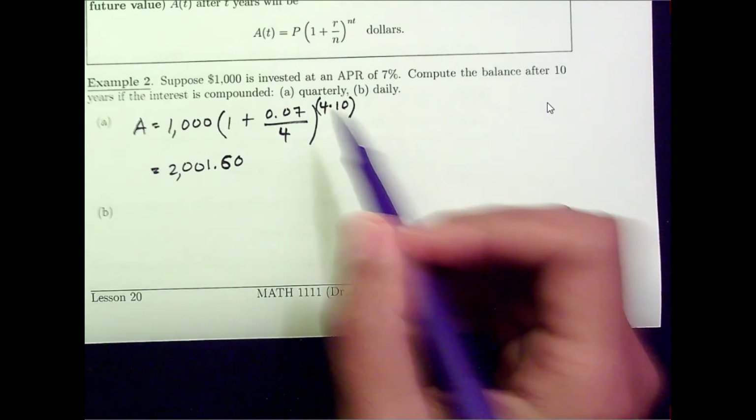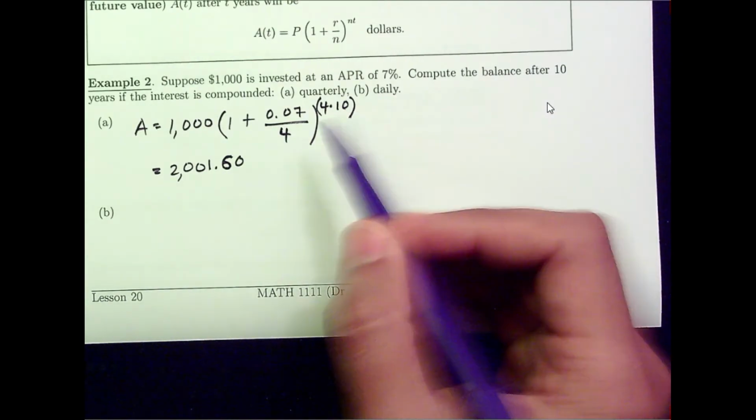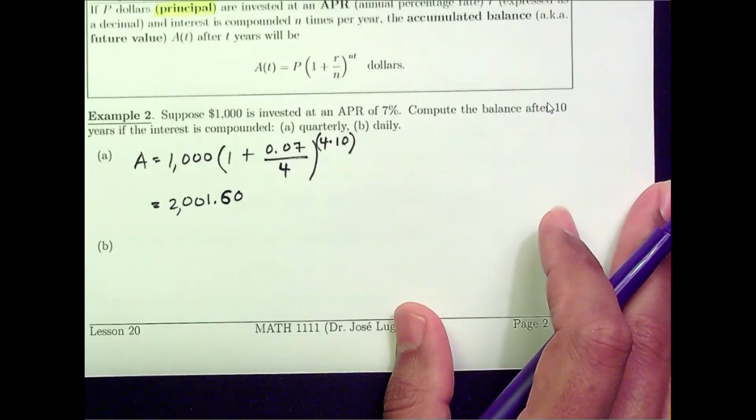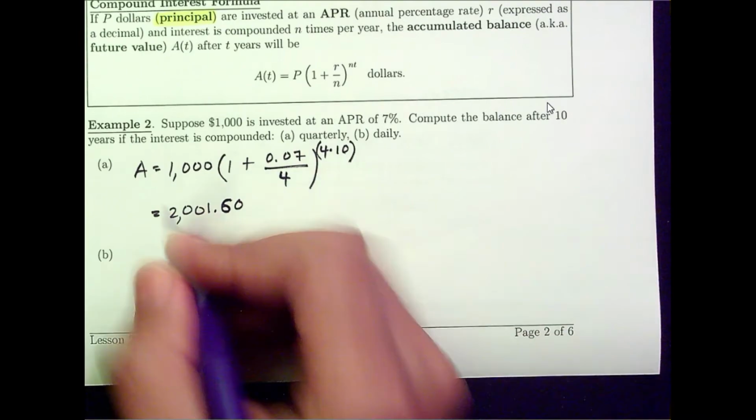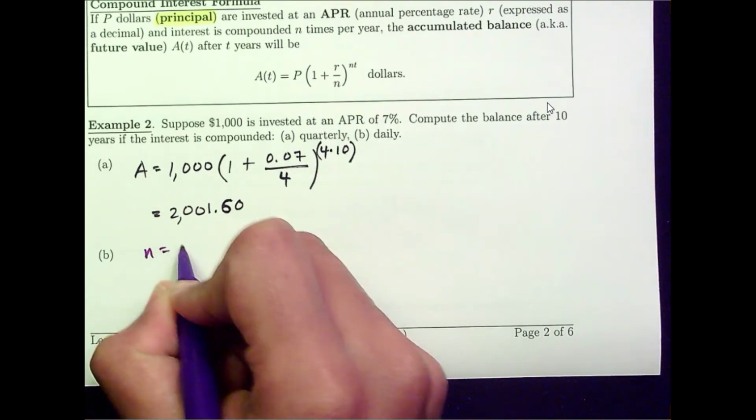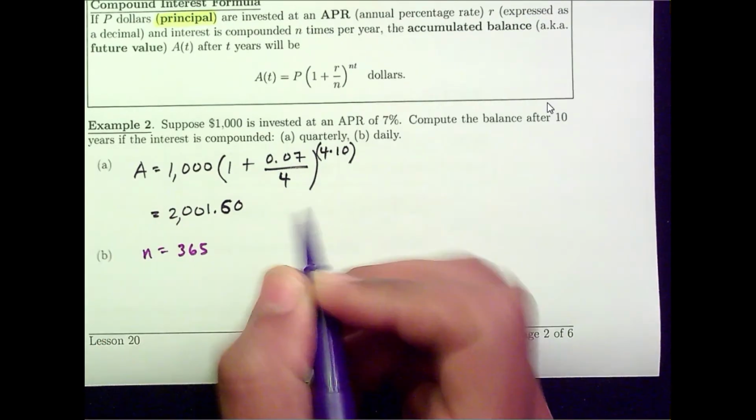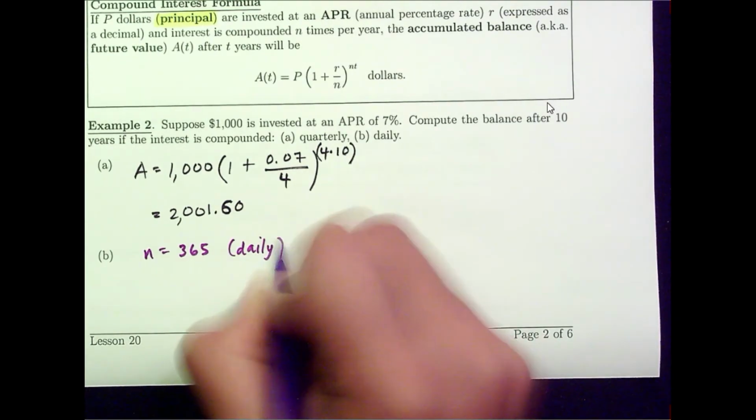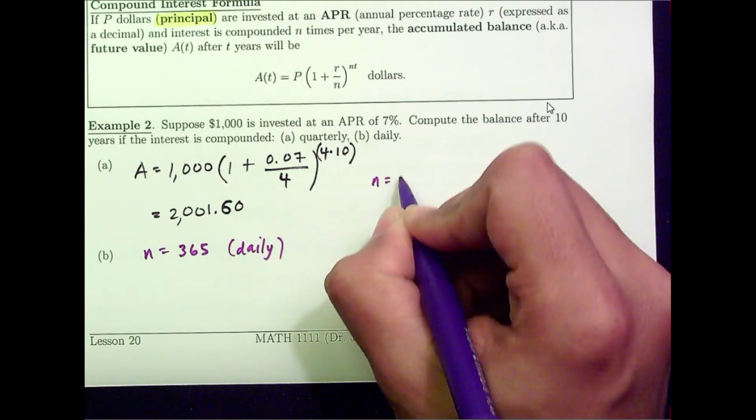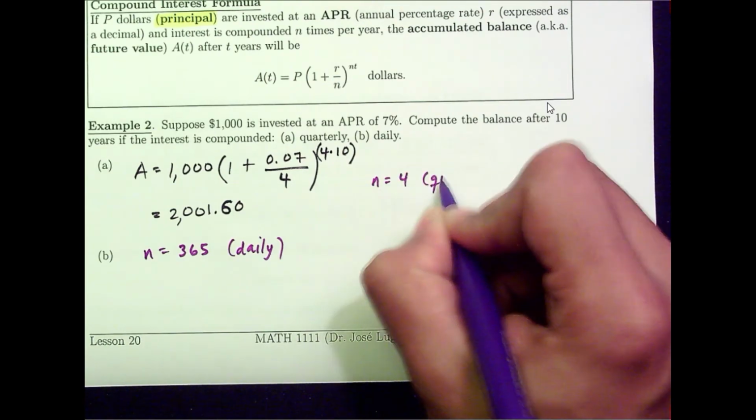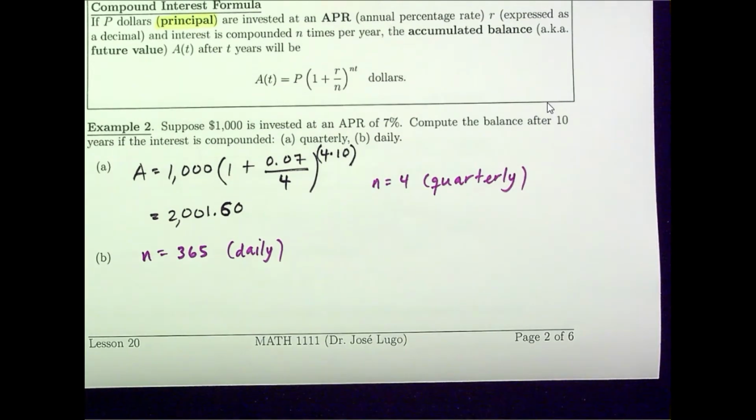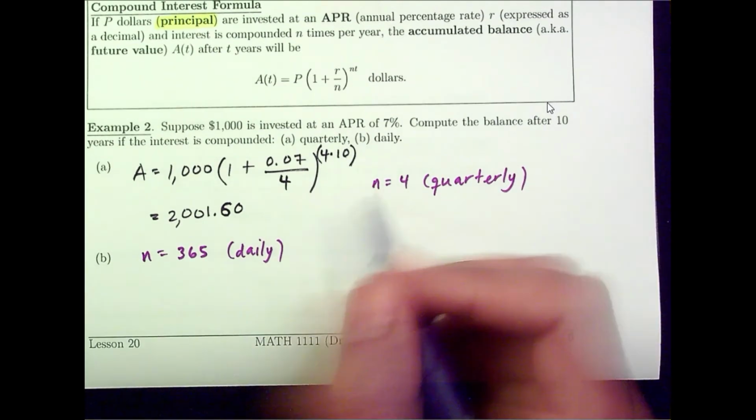Okay, now let's do the next one. It says do the same thing, same calculation, but for compounded daily. Compounded daily means that n is going to be equal to 365 because it says daily. In the previous one, n equaled 4 because it said quarterly. Other than that, it's all the same.